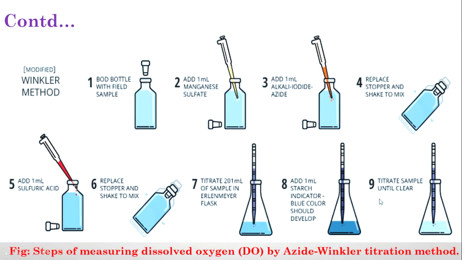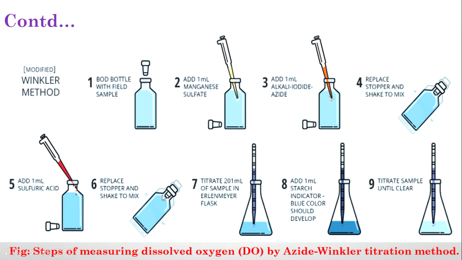So this figure shows the procedure of Winkler's method or modified Winkler's method. We will first take the sample. We will add 1 milliliter of manganese sulfate to it. After that, we will add 1 milliliter of alkali iodide azide into the sample. After that, we will shake it well. Then we will add 1 milliliter of sulfuric acid into it. Again, we will shake the bottle.